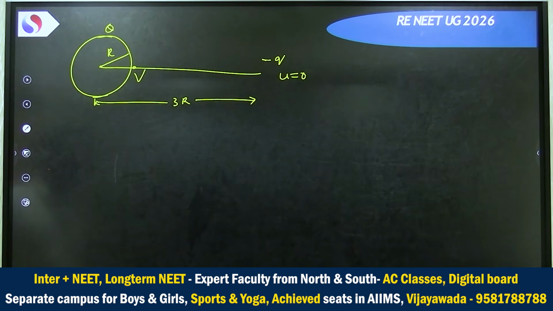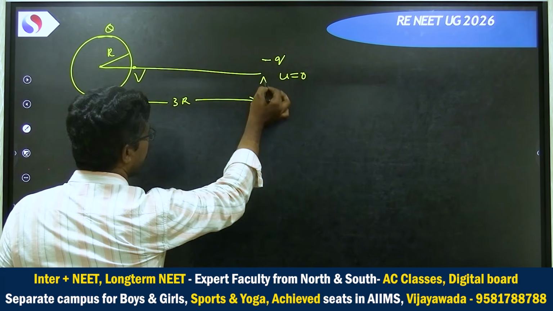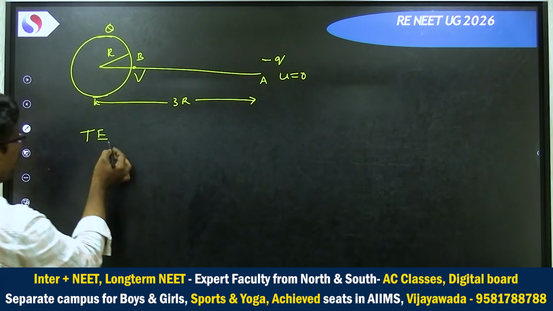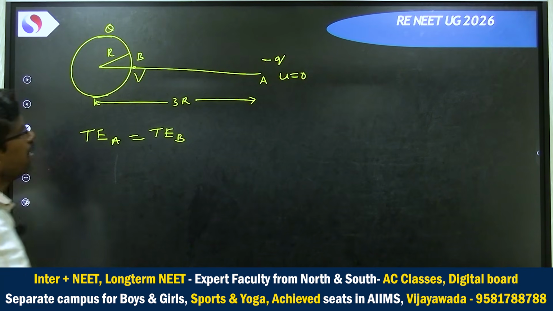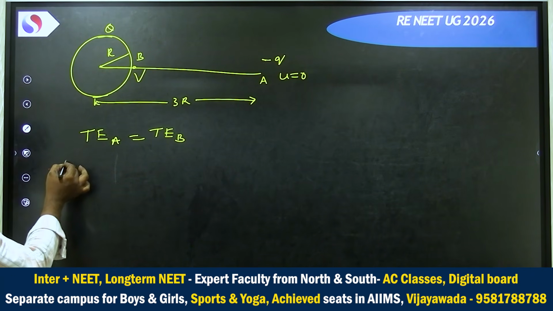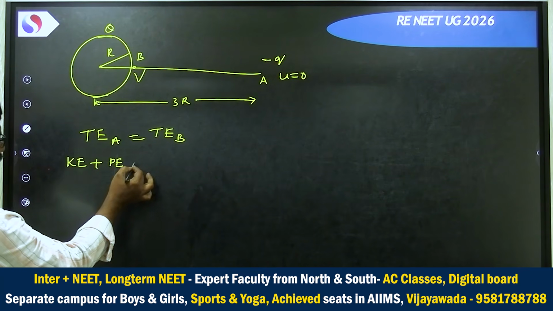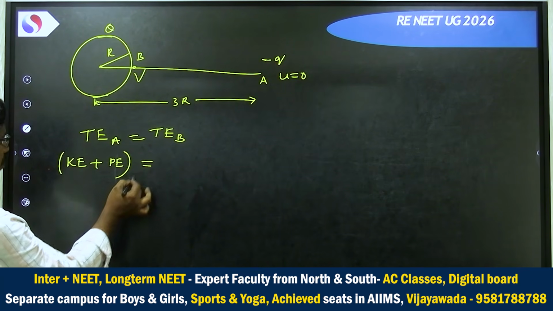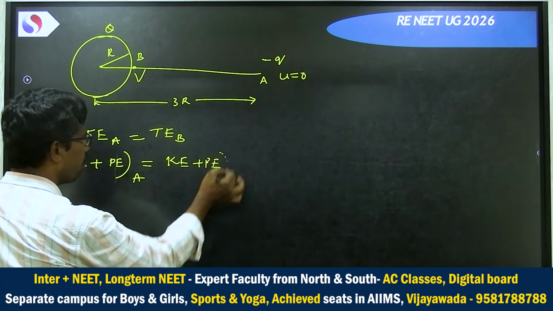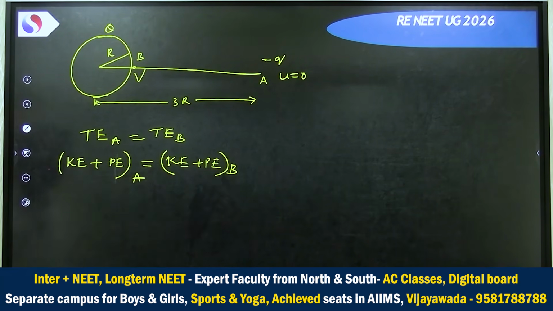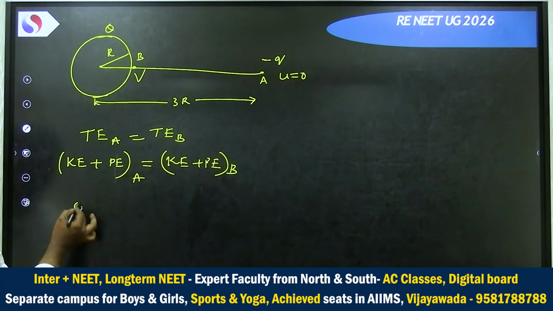Here we have to write the law of conservation of energy. Suppose this point is A, this point is B. We have to write total energy at point A is equal to total energy at point B. What is the total energy? Total energy is nothing but the sum of kinetic energy plus potential energy, at point A, and the kinetic energy plus potential energy at point B. What is the kinetic energy at point A? Here the velocity is 0, that's why kinetic energy is 0.